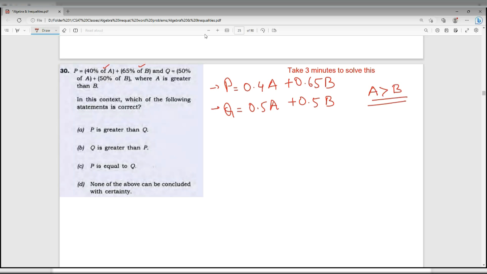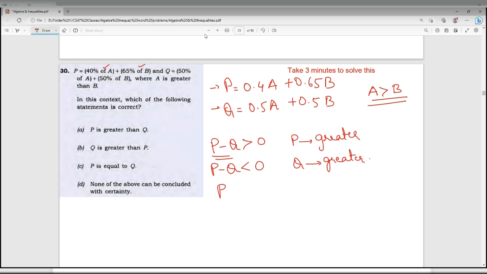So to find out which is greater, we would subtract these, like P minus Q. If this value is greater than 0, then P is greater. If P minus Q is less than 0, then Q is greater. If P minus Q is equal to 0, then P and Q are equal.